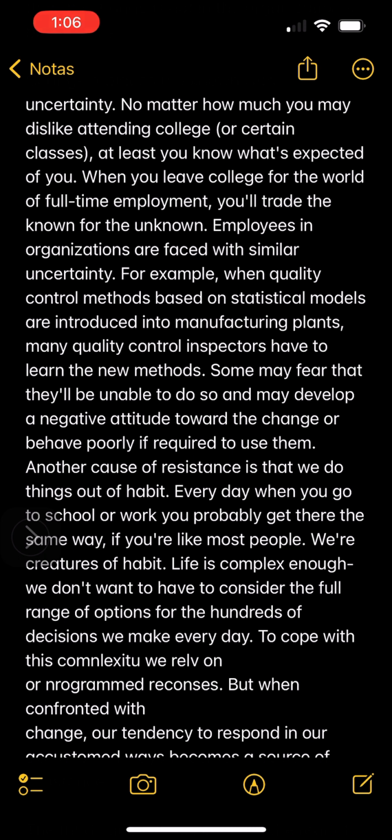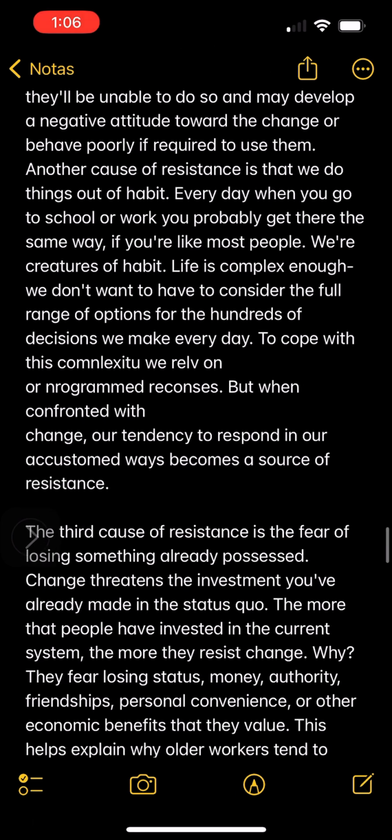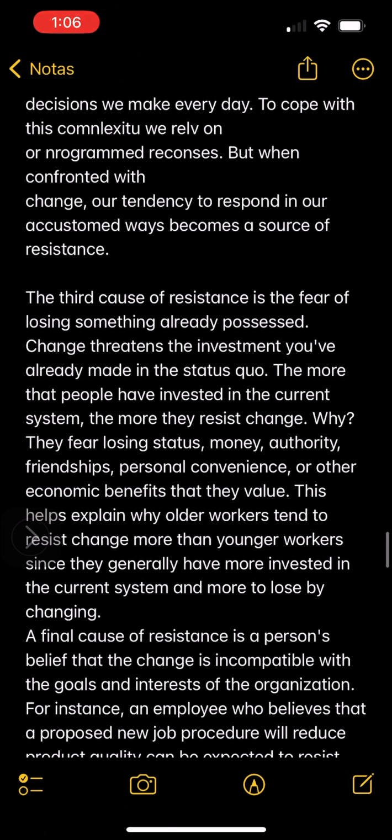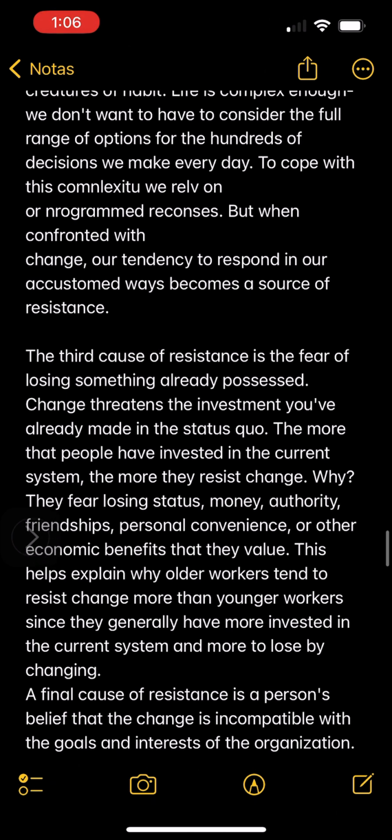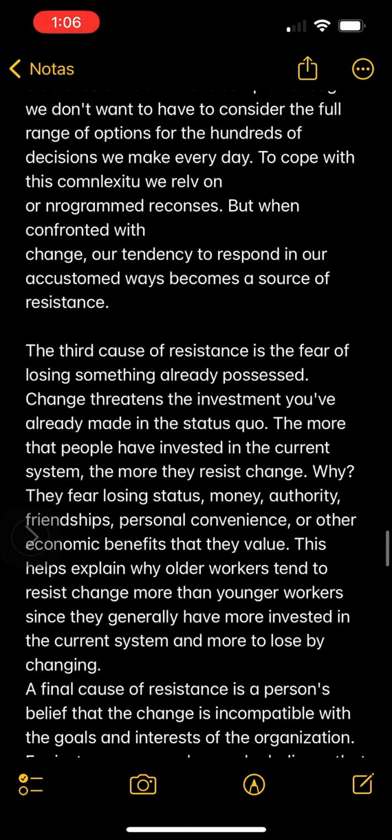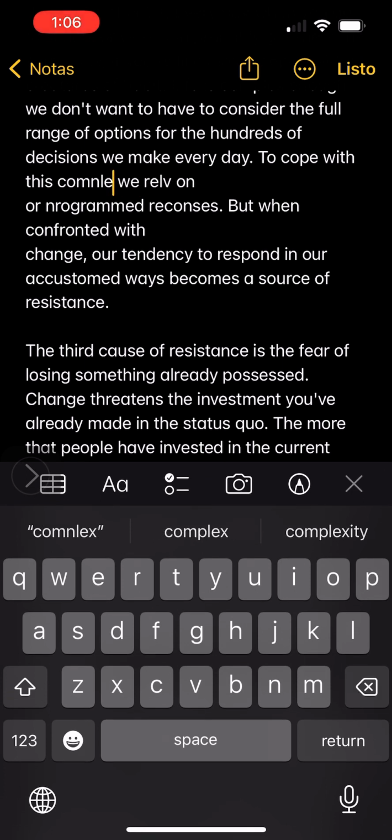Another cause of resistance is that we do things out of habit. Every day when you go to school or work, you probably get there the same way, if you're like most people. We're creatures of habit. Life is complex enough, we don't want to have to consider the full range of options for the hundreds of decisions we make every day. To cope with this complexity, we rely on programmed responses, but when confronted with change, our tendency to respond in our accustomed ways becomes a source of resistance. The third cause of resistance is the fear of losing something already possessed. Change threatens the investment you've already made in the status quo.